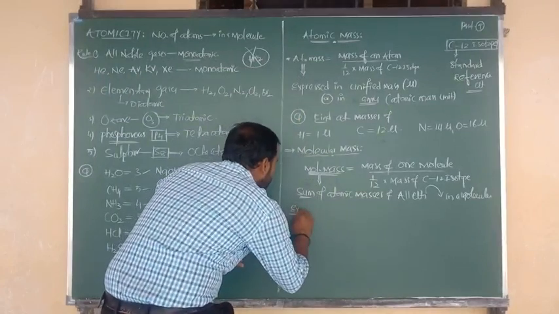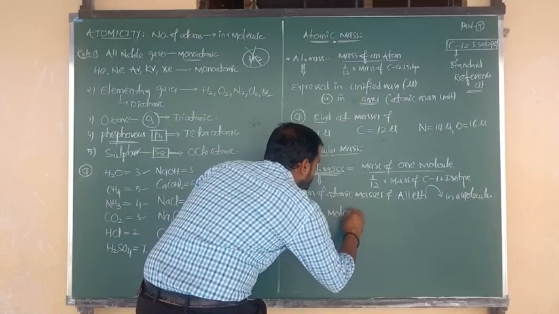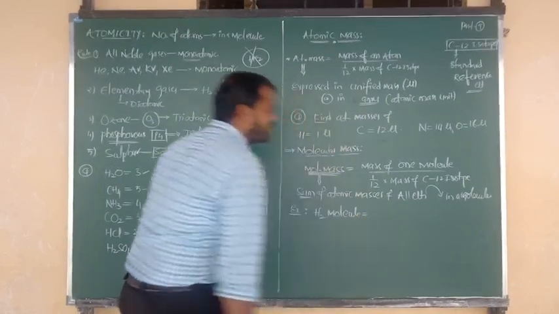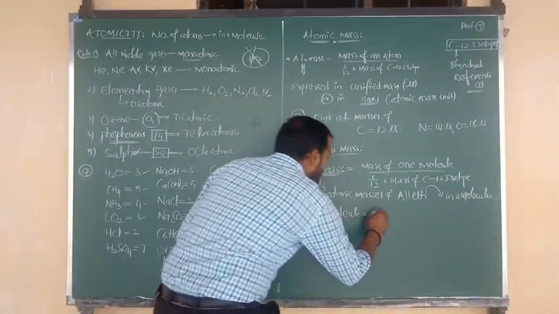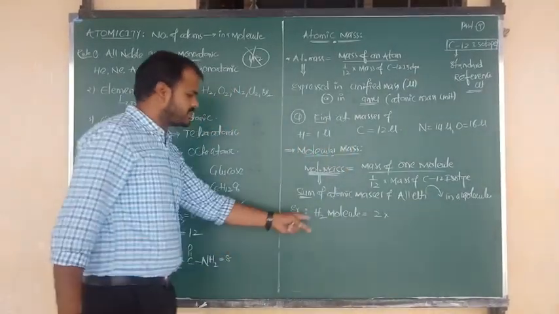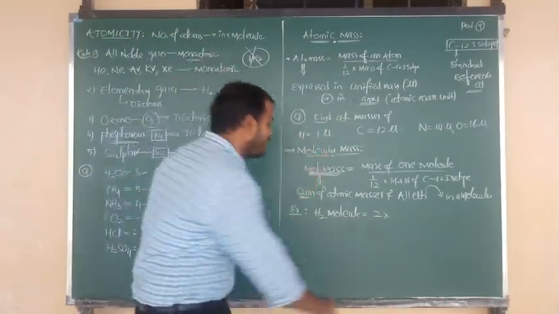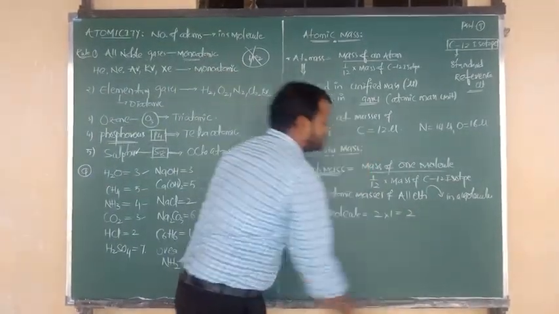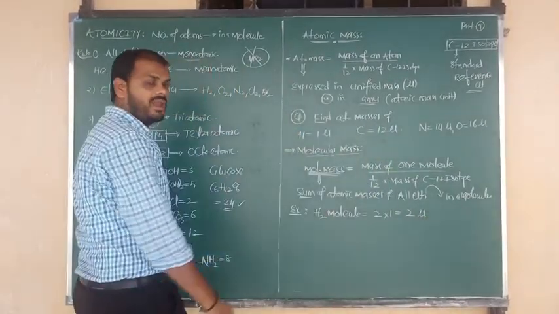First, suppose the example is the H2 molecule. In that H2 molecule, how many atoms are there? 2 hydrogen atoms. So the number of atoms is 2. But the hydrogen atomic mass is how much? 1. So 2 into 1 is equal to 2 unified mass. This is the molecular mass of the H2 molecule.